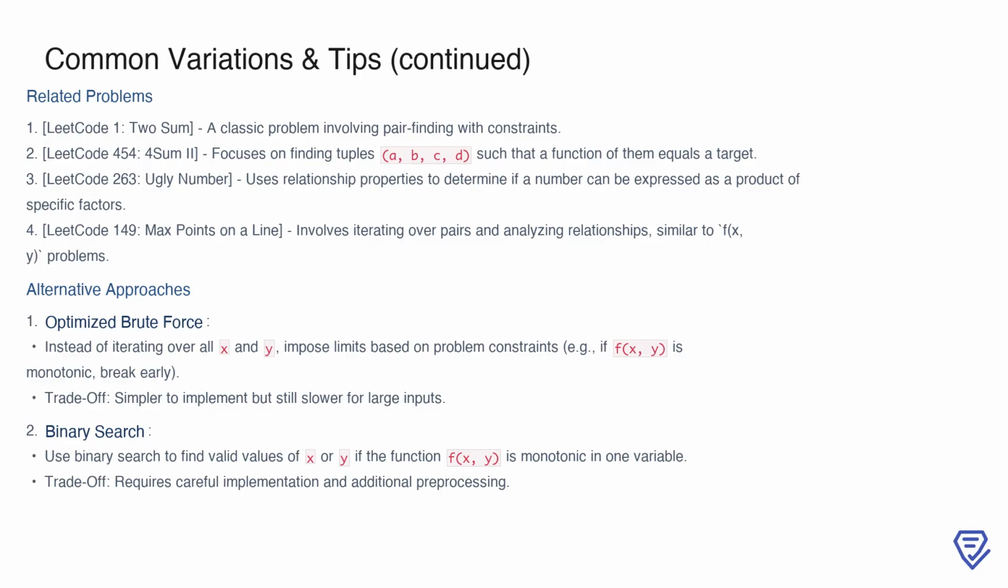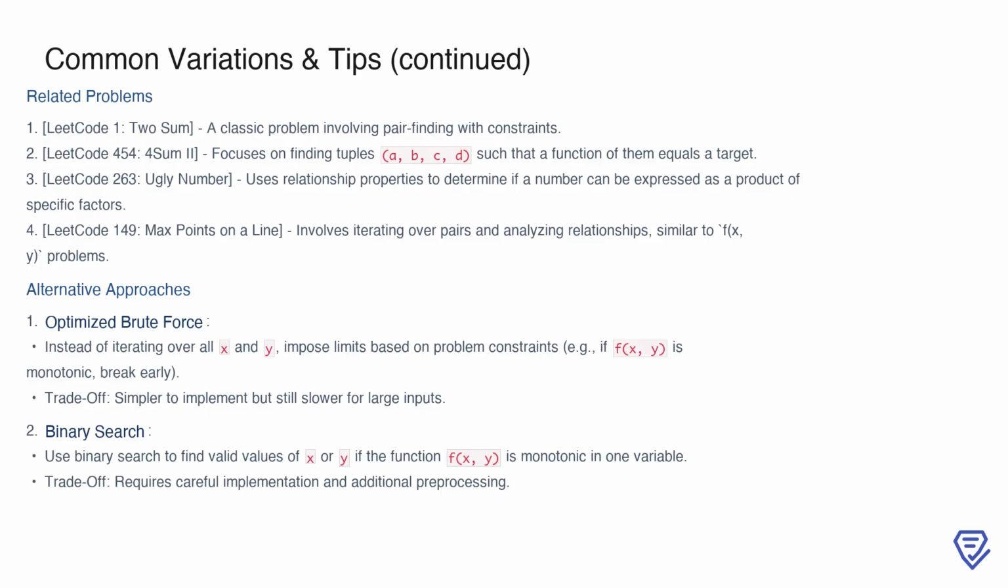This problem shares similarities with several related problems that can help you build a deeper understanding. For instance, LeetCode 1, Two Sum, is a classic pair finding problem involving constraints. Similarly, LeetCode 454, 4Sum II, focuses on finding tuples where a function of the elements equals a target value. LeetCode 263, Ugly Number, leverages relationship properties to determine if a number can be expressed as a product of specific factors. Finally, LeetCode 149, Max Points on a Line, involves iterating over pairs and analyzing relationships, which parallels the structure of f(x, y) problems.